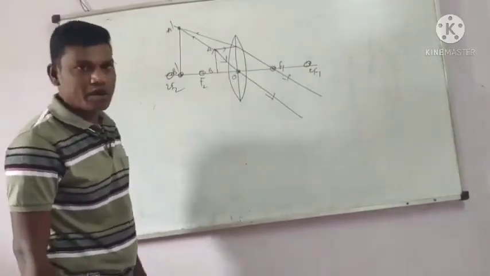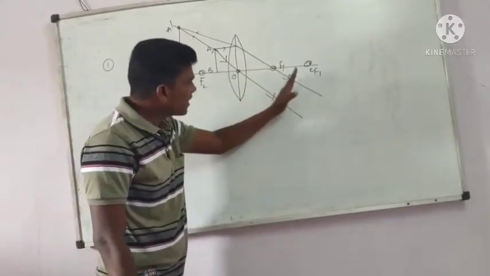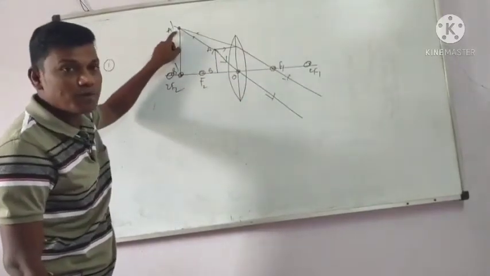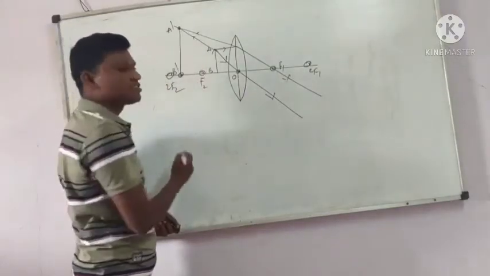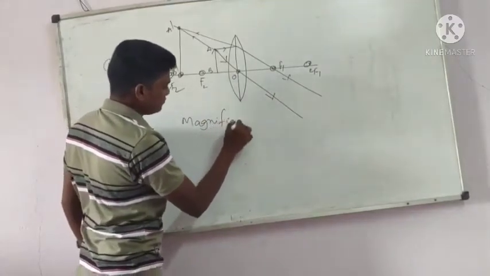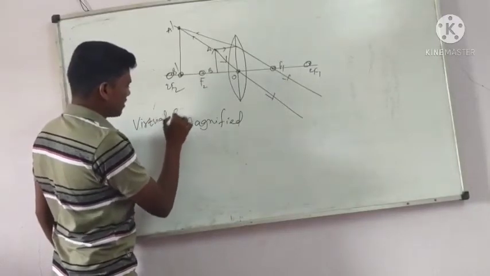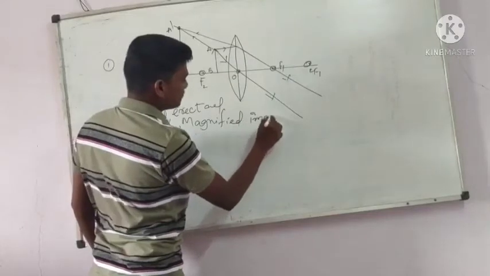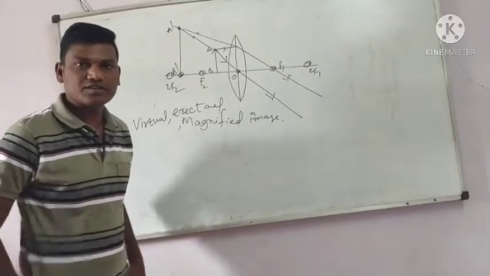Now in this diagram, we observe that after the refraction by the convex lens, the rays do not meet, but they appear to meet at one point. So this is where the image is formed. So which type of image is it? Magnified image. So a virtual, erect and magnified image is formed on the same side of the object. That is the first one.